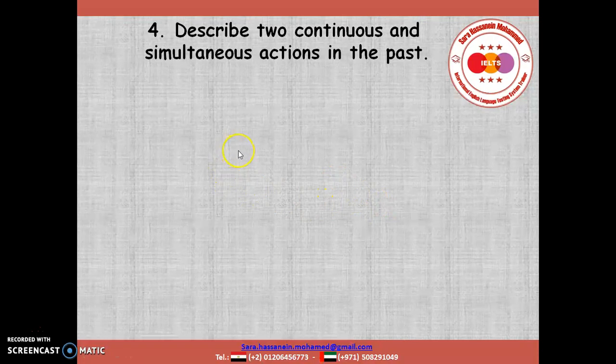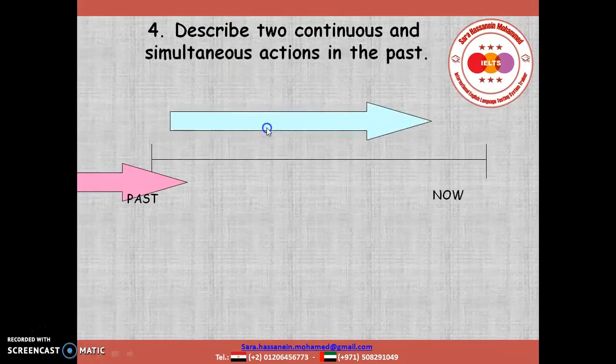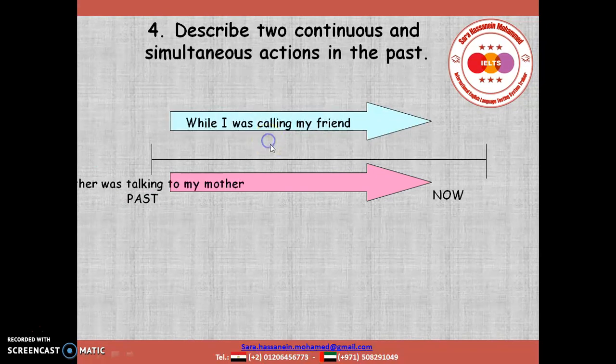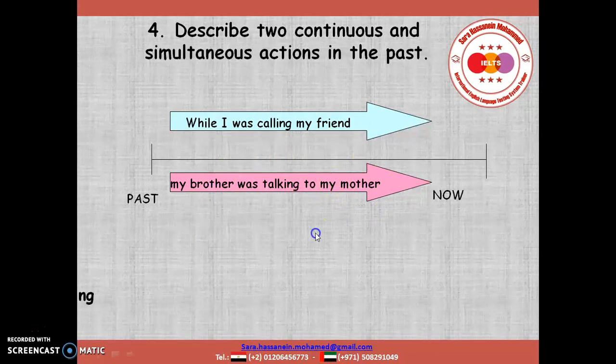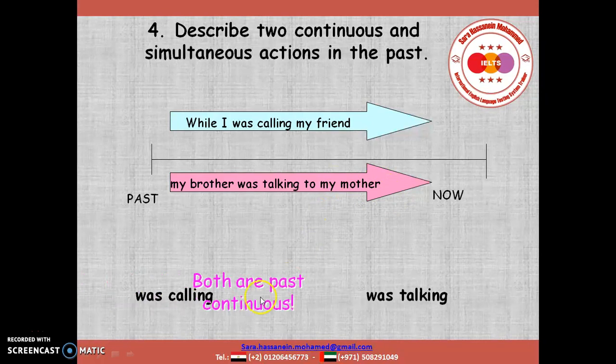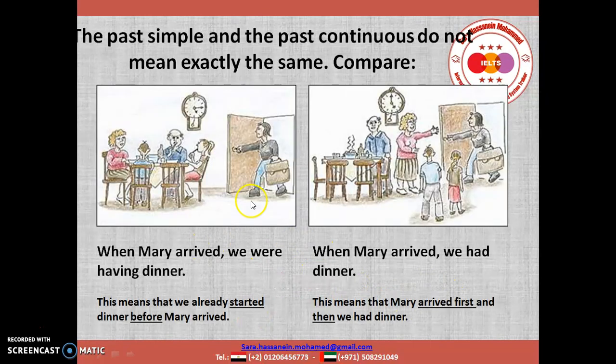Then the fourth use of the past continuous tense is to describe two continuous actions in the past. For example, while I was calling my friend, my brother was talking to my mother. So here, was calling and was talking are in the past continuous tense.